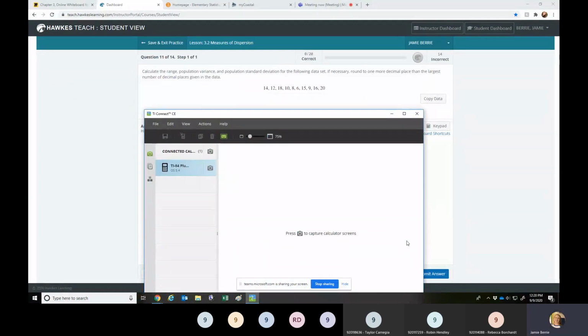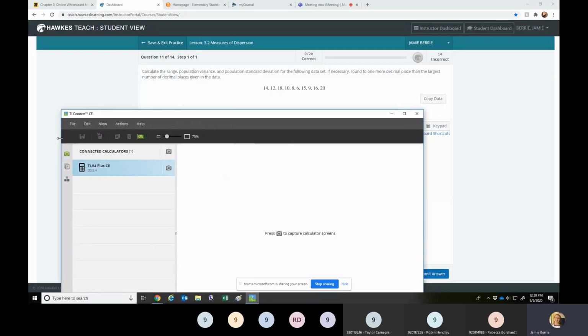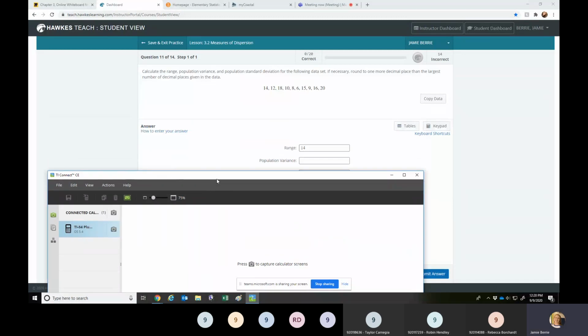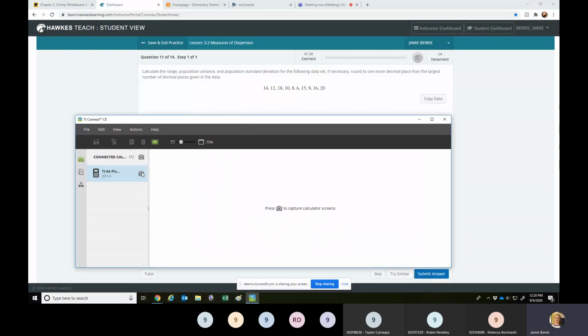All right, so you should start off on your home screen. Let me see if I can spread this out a little bit. Okay, so start off on your home screen. It should be cleared out. So this is what my home screen looks like. I'm using the TI-84 Plus CE, which I think is the newest version of the TI-84 anyway.